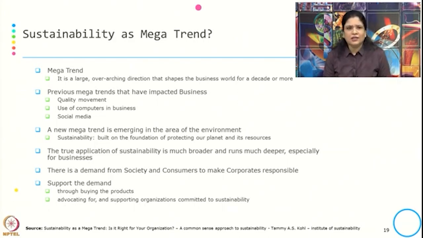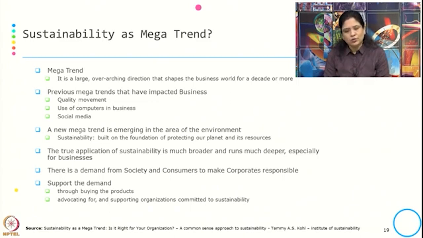The second mega trend is information technology, or let's say computing, which becomes part of the business, that is, use of computers in the business. But this IT, information technology, is a mega trend because it reached every consumer's life. And the third one is social media, the platform which gives access to information and access to networking.